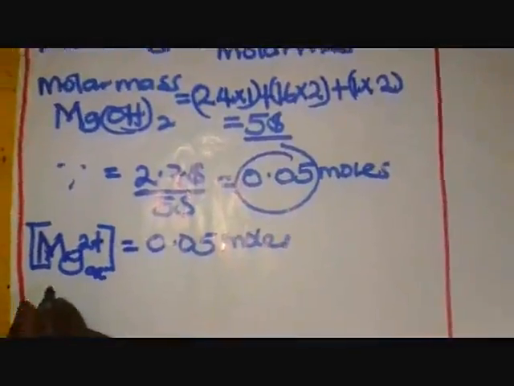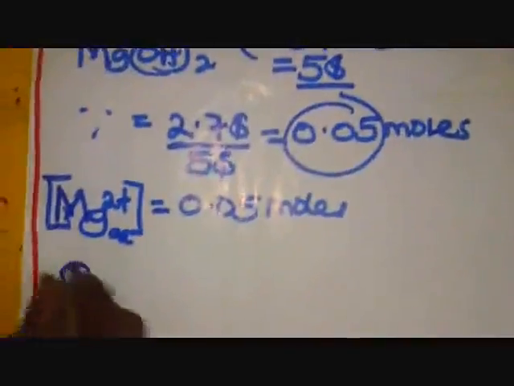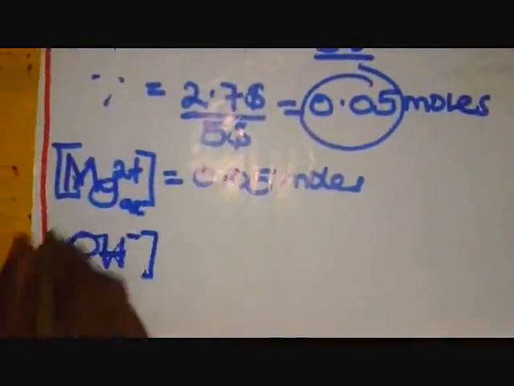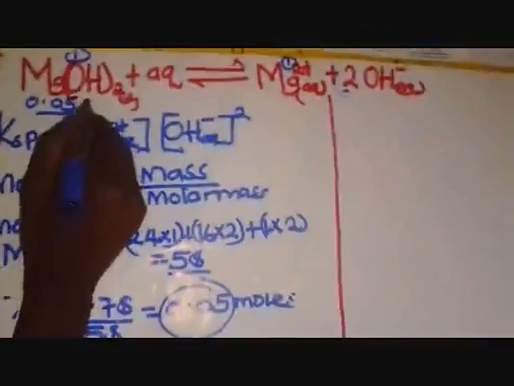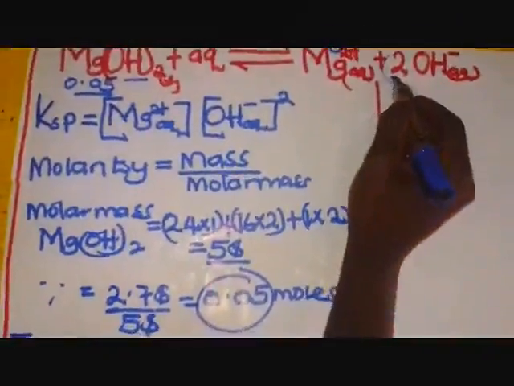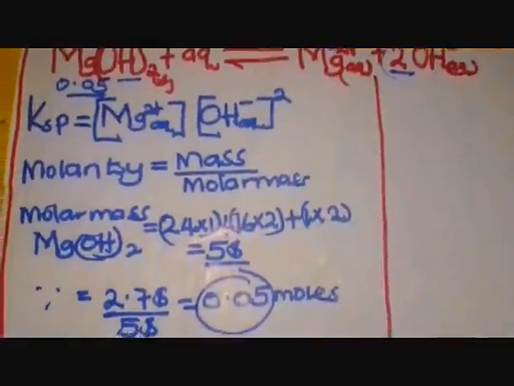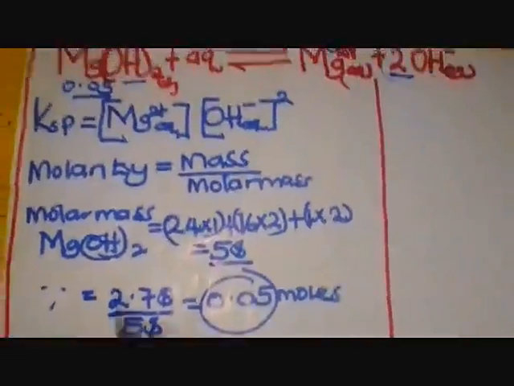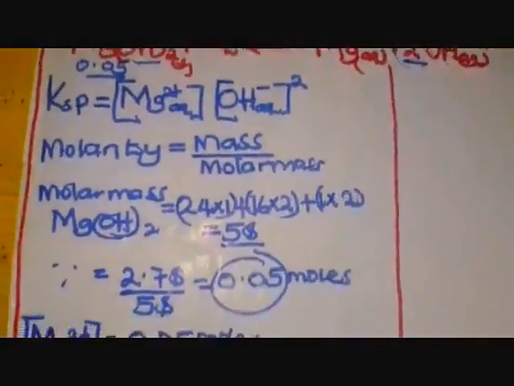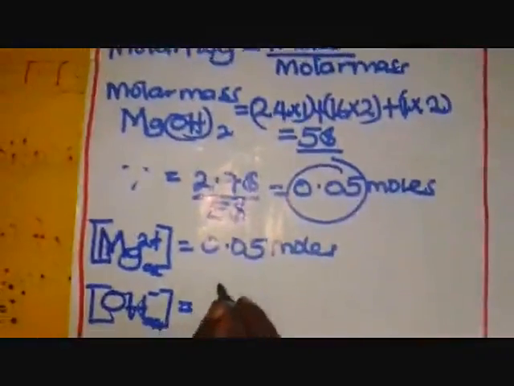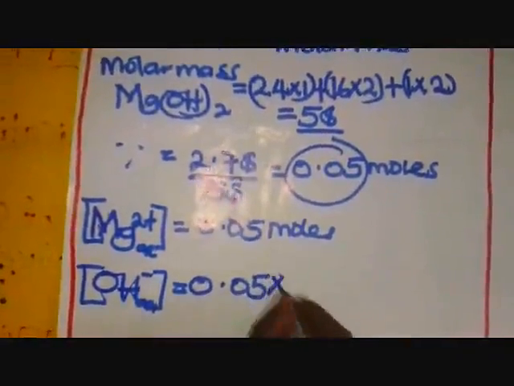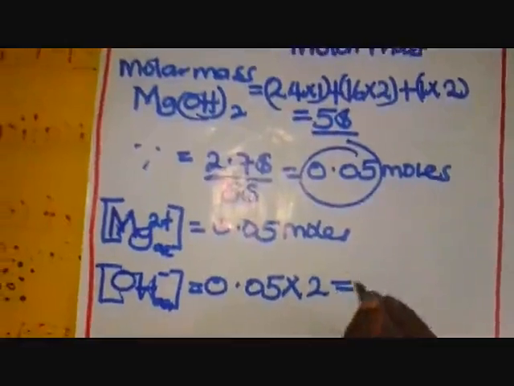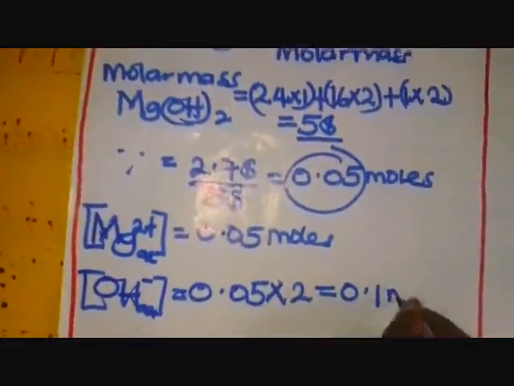Then from there we shall solve for the concentration of hydroxyl ions. When you go back to our equation, you find that 1 mole of magnesium hydroxide produces 2 moles of hydroxyl ions. This implies that since it is producing 2, to get the concentration of hydroxyl ions, we shall multiply by 2. So we get the concentration of magnesium hydroxide times 2. When you multiply by 2, we get 0.1 moles still.